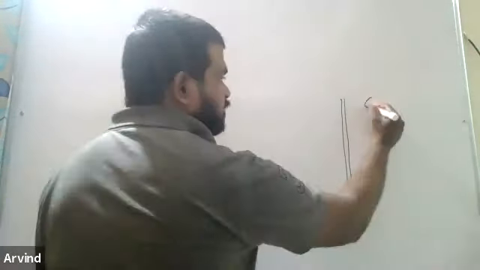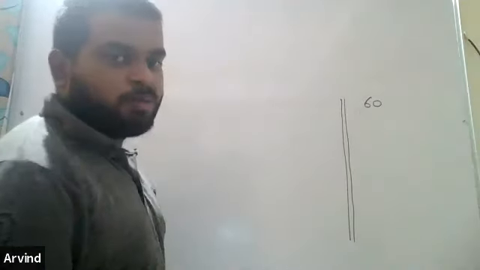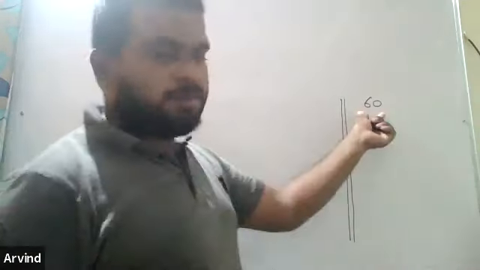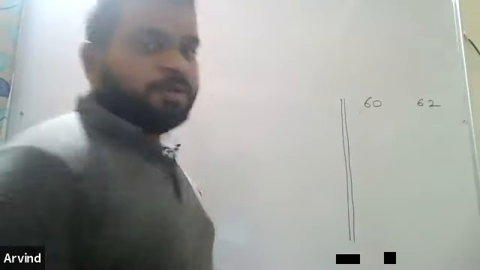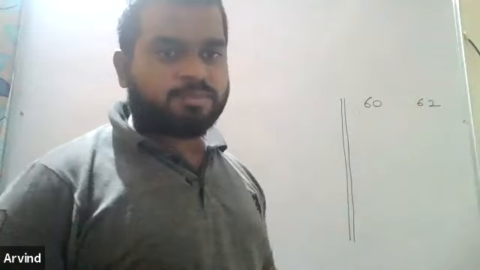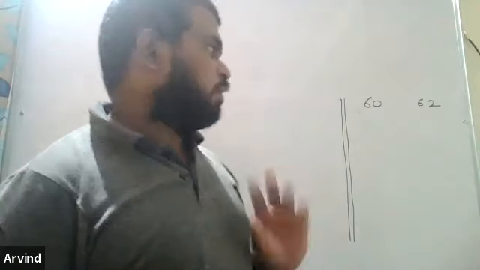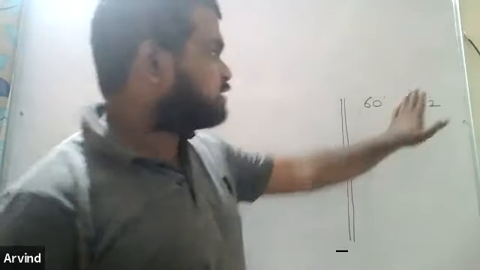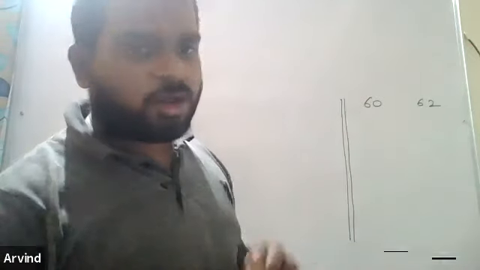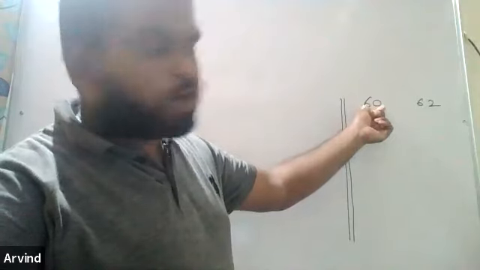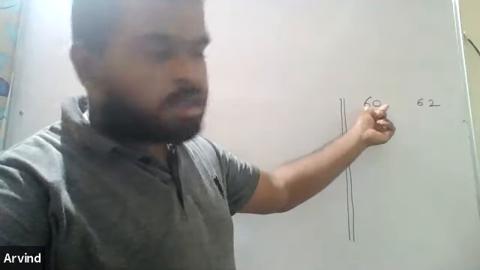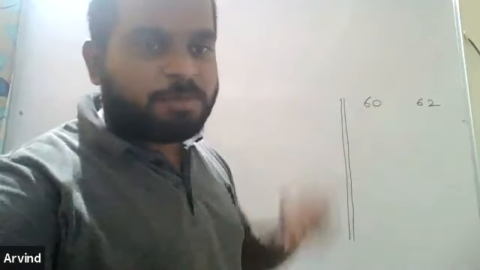So there is one device, it beeps every 60 seconds. For every 60 seconds it will beep. There is another device which will beep at 62 seconds. Now let's forget about the other device and concentrate only on this device. It is beeping at 60 seconds. After how many seconds will it beep again? After 60, sir. Totally it should be 120.